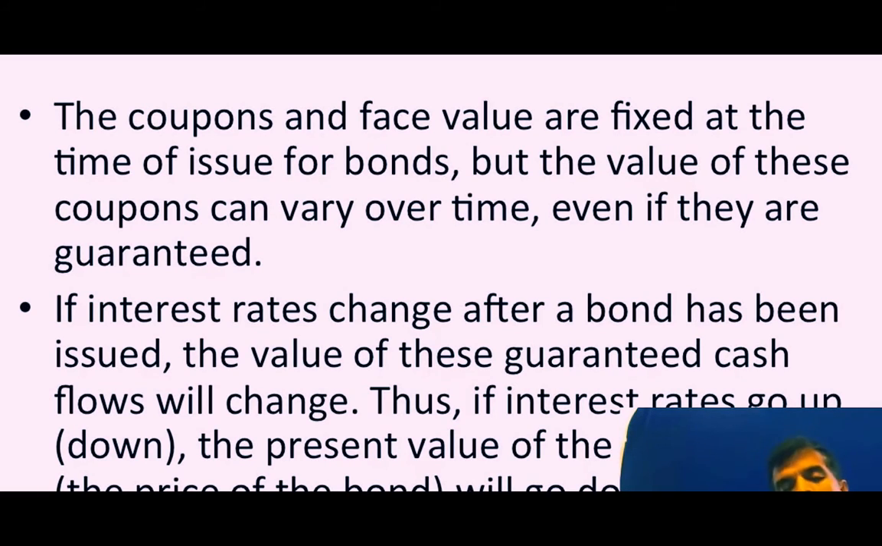Thus, if interest rates go up, the present value of those coupons and face value will go down, and if interest rates go down, the present value will go up. The price of the bond will shift over time, even if there's no default risk.